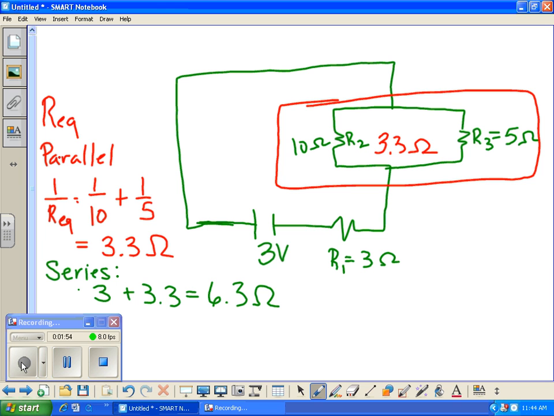So you just add them together? Yep, because now it looks like they are in series with one another. Questions?